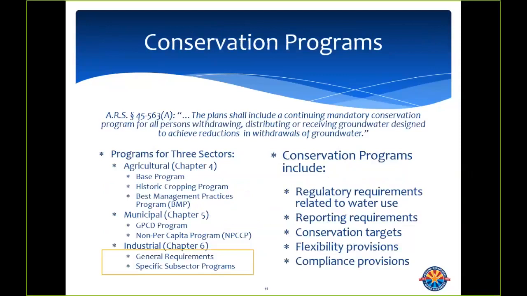These requirements are contained in Chapter 6 and are broken into general requirements and the specific subsectors, each of which has its own requirements. The goal is to analyze existing conservation programs and to assess where there is room for improvements or how new programs might be developed.